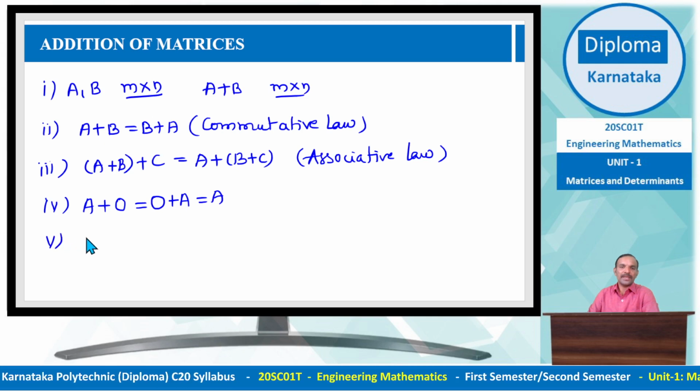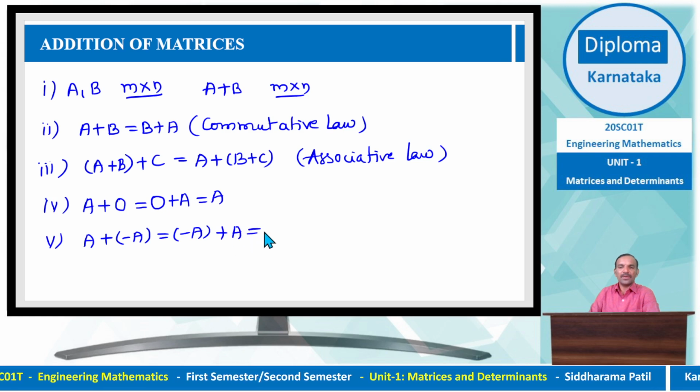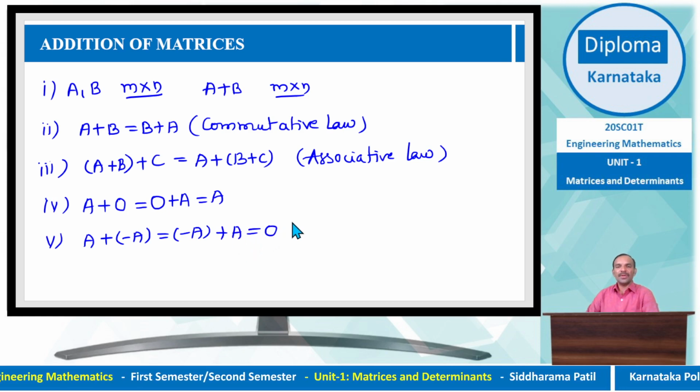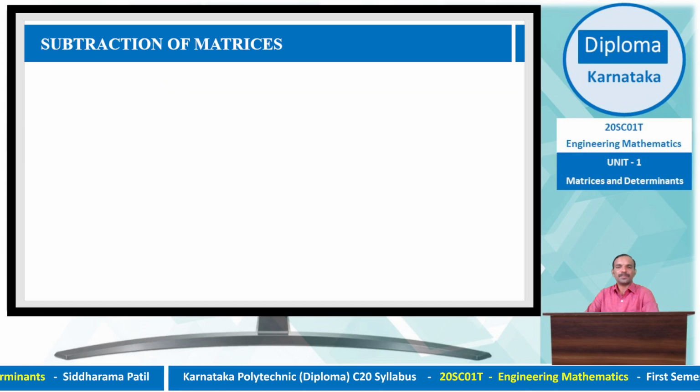Last one is, if A is a matrix, then minus A plus A is always equal to the 0 matrix. This minus A is called the additive inverse, that is, the inverse with respect to addition. These are some properties related to addition of matrices which may be useful in attending some multiple choice questions.